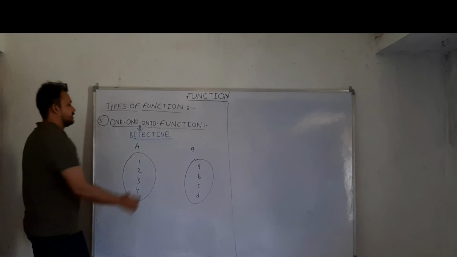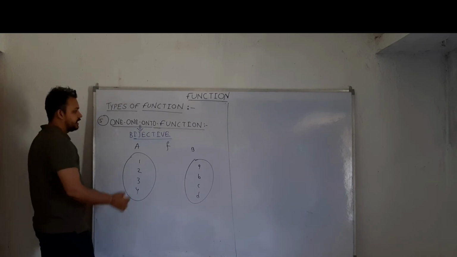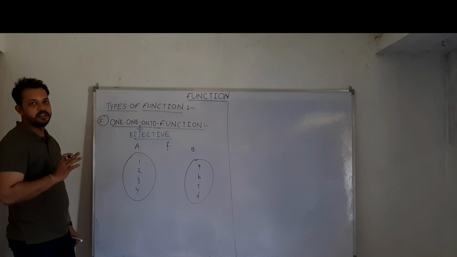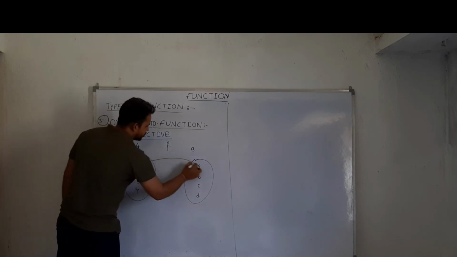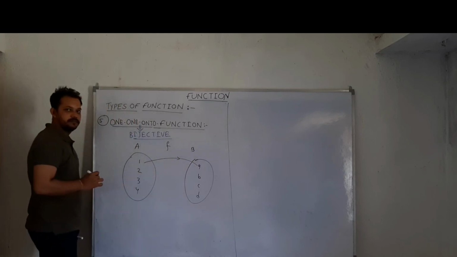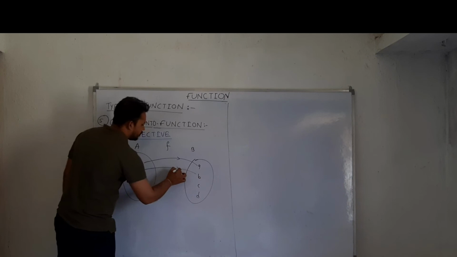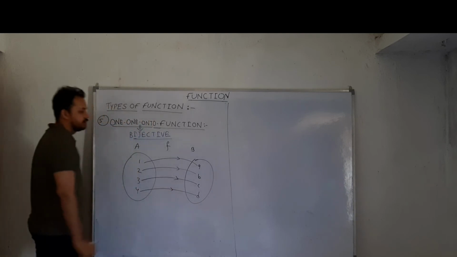Now, there is a function f which associates elements of set A to elements of set B. When we put 1 in the function, suppose we get A. When we put 2 in the function, suppose we get B. For 3 we get C, and for 4 we get D.